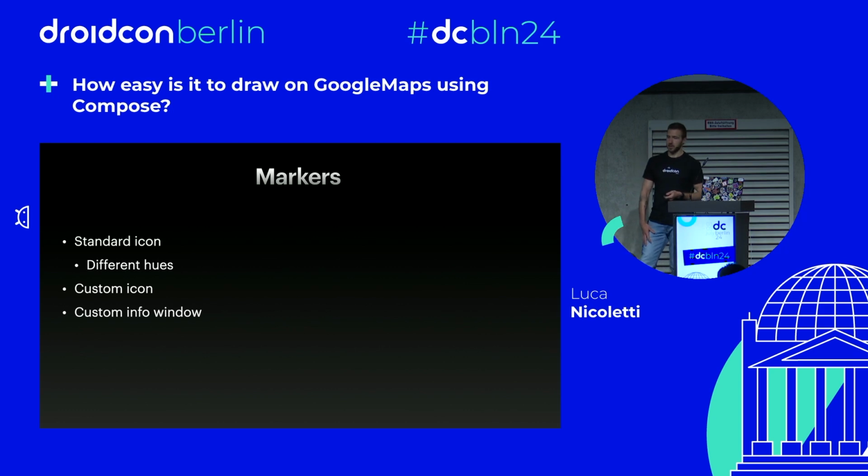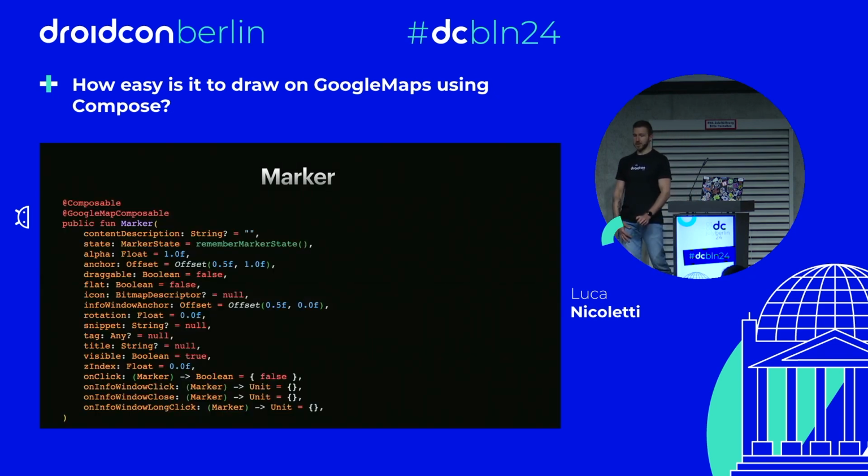The markers can be used by using the standard icon. You can customize the standard icon using different hues. You can completely use a custom icon entirely, and you can also customize the info window, which is what is displayed when the user taps on a marker.